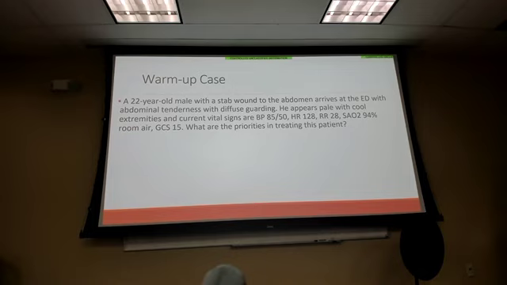Here's our warm-up case. A 22-year-old stabbed in the abdomen arrives at the ED with abdominal tenderness with diffuse guarding, appears pale, with cool extremities. Current vital signs are blood pressure 85 over 50, heart rate 128, respiratory rate 28, SpO2 94, GCS 15. Priority for treating this patient, obviously our primary survey, ABCDE, but they need to go to the operating room for sure.